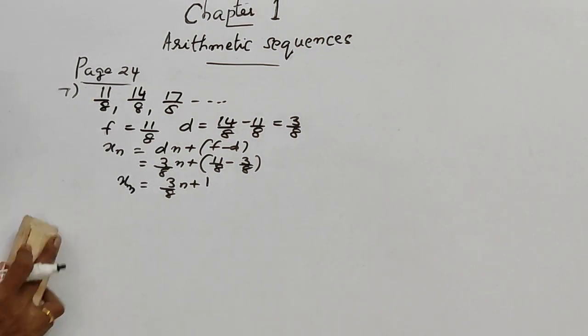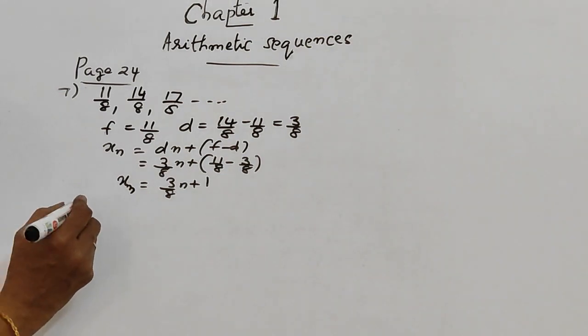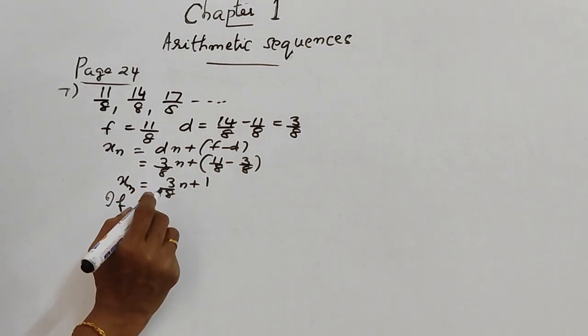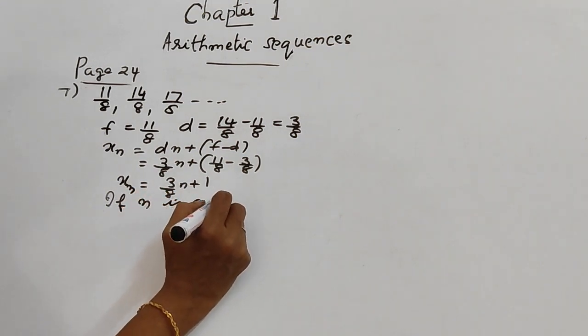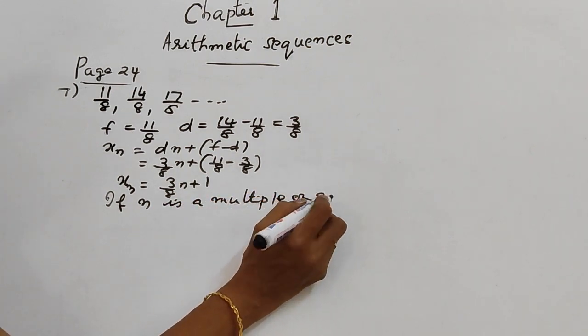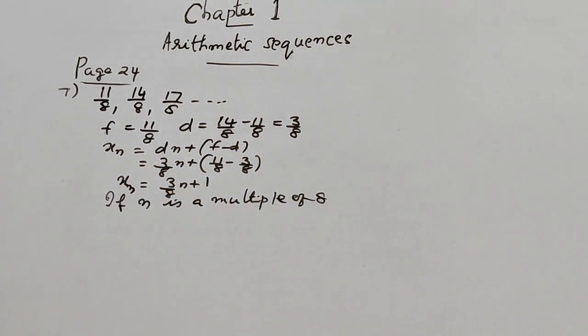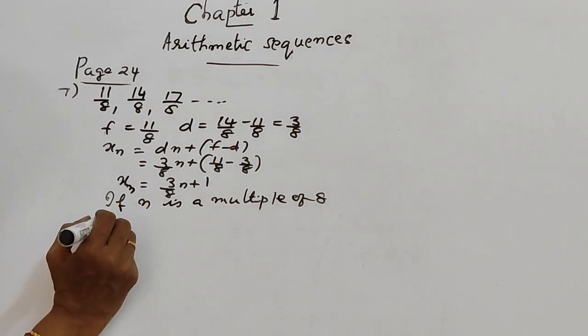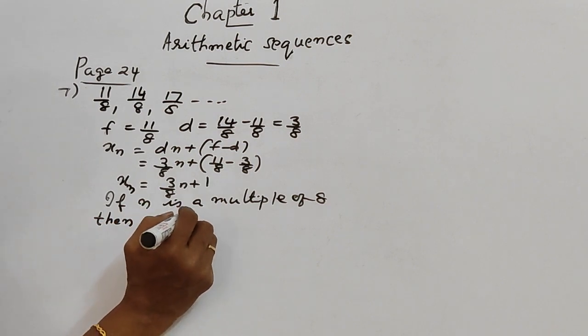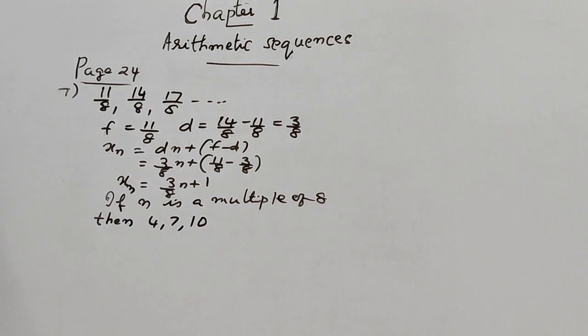Let me rub it off. So we can write: if n is a multiple of 8, then, as I have shown you, we get 4, 7, 10. On substituting values for n, the multiples of 8, 16, 24 and so on, we get 4, 7, 10, that type.